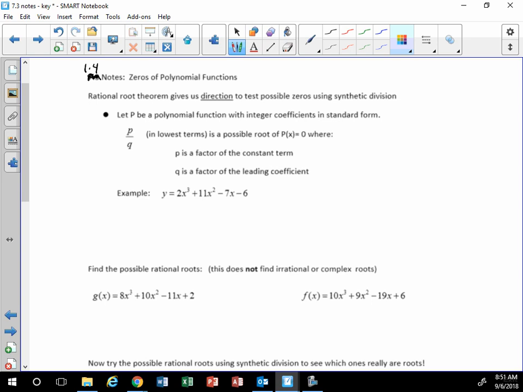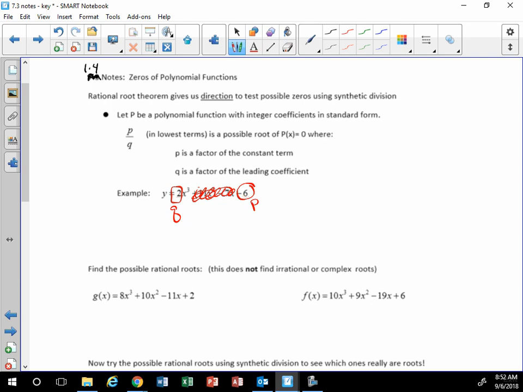I just call it your P over Q test. P comes from your constant. So in this first one, you see the -6 here? That's where the values of your P are going to come from, factors of that 6. And then Q comes from the leading coefficient. The stuff in the middle means nothing for right now. Okay?